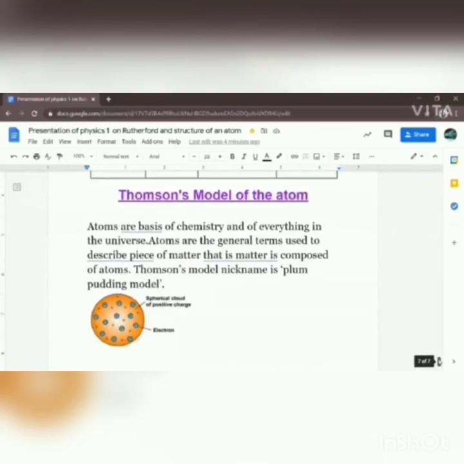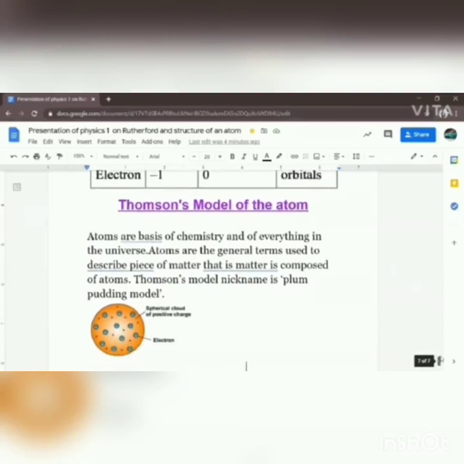Thomson's model of the atom. Atoms are the basis of chemistry and everything in the universe. Atom is the general term used to describe a piece of matter. That is, matter is composed of atoms. Thomson's model is nicknamed the plum pudding model.